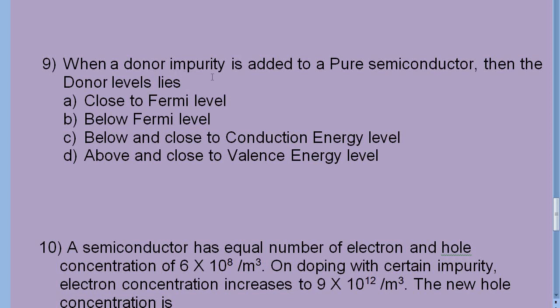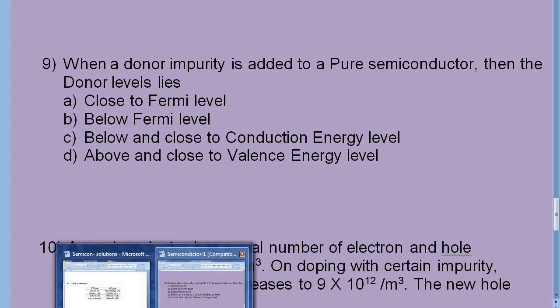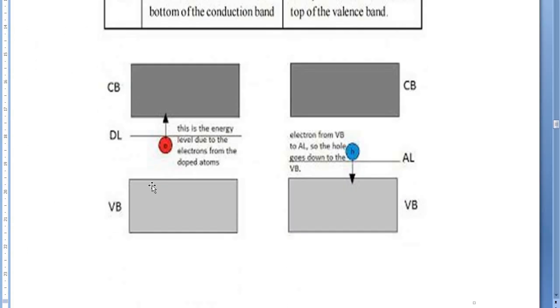Next, when a donor impurity is added to a pure semiconductor, then the donor level lies close to the Fermi level: below the Fermi level, below and close to the conduction energy level, or above and close to the valence energy level. You can see this diagram. A donor level means we are adding a pentavalent impurity. The donor level lies close to the conduction band, but below the conduction band.